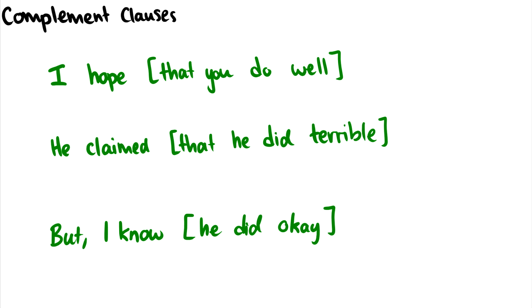Another type of clause is the complement clause, and we've already seen this. I hope that you do well. Hope is a verb that selects a CP as a complement. He claimed that he did terrible. Once again, claimed is a verb that selects a CP as a complement.